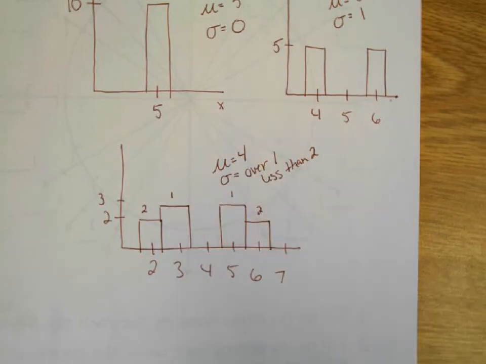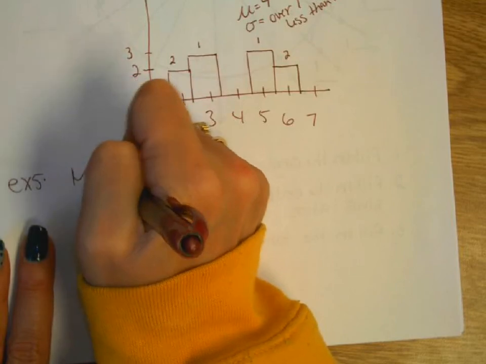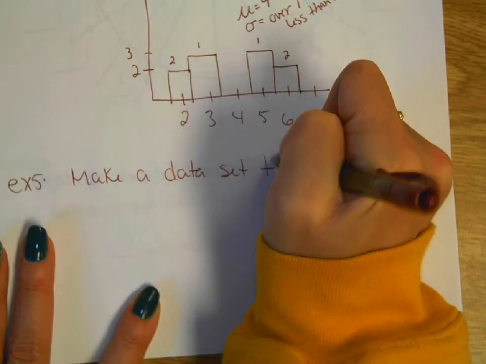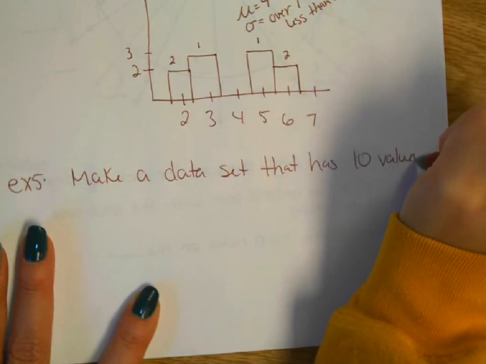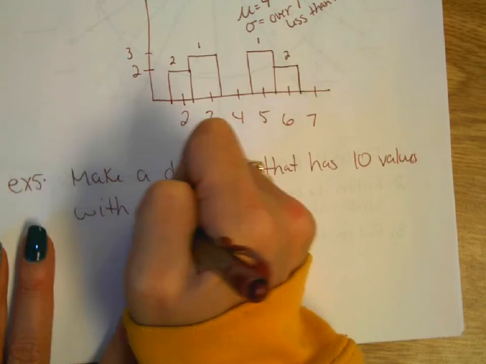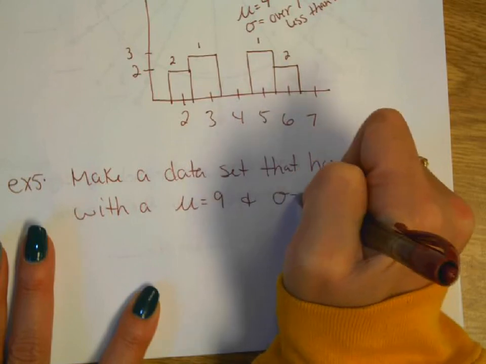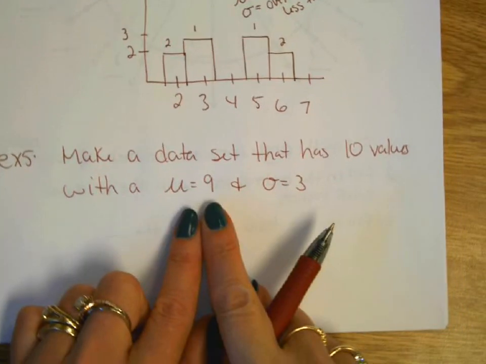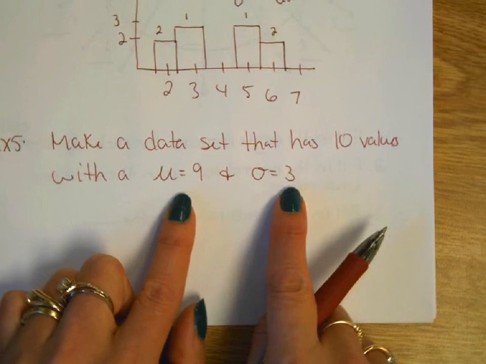Okay, last one. Number 5. Can you make a data set that has 10 values with a mean equal to 9 and a standard deviation equal to 3? So I want the average of my numbers to be 9, but I want the standard deviation to be 3. I want them all 3 away.